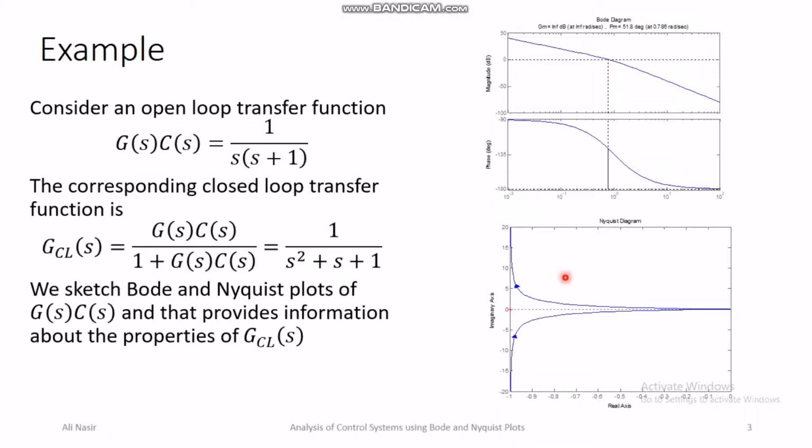But for now you just have to get yourself familiarized with the concept of Nyquist plot and Bode plot. In Bode plot we have the sketch of gain versus phase. So gain is the square root of real part squared plus imaginary part squared, and phase is tangent inverse of imaginary over real part. So in a way Nyquist and Bode plots are related with each other.